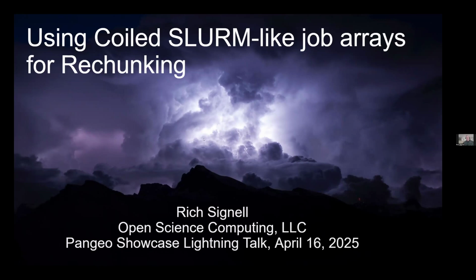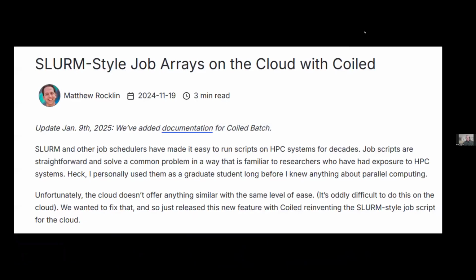This is using Coiled SLURM-like job arrays for rechunking. It's something I saw pop up in this cool Coiled blog post. We had been using SLURM on our HPC systems when I was working at USGS for doing rechunking, so I thought it'd be cool to see how I could do it with Coiled.